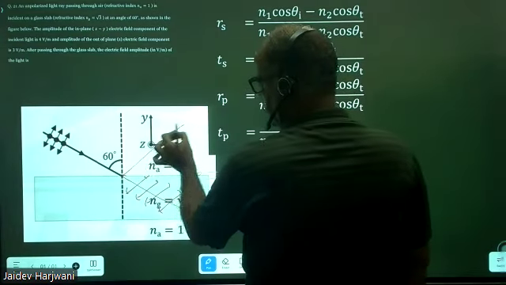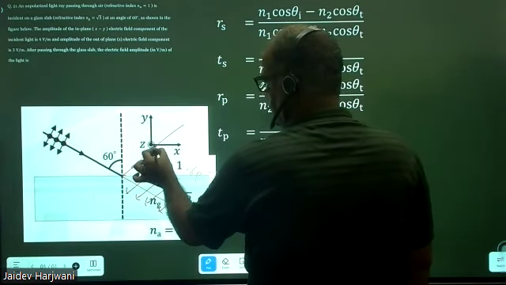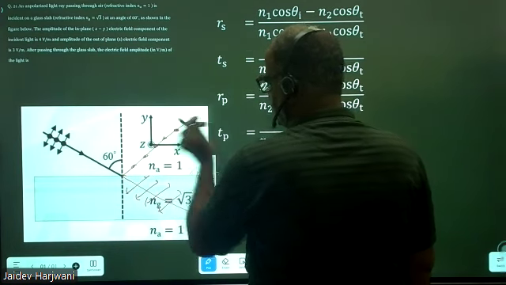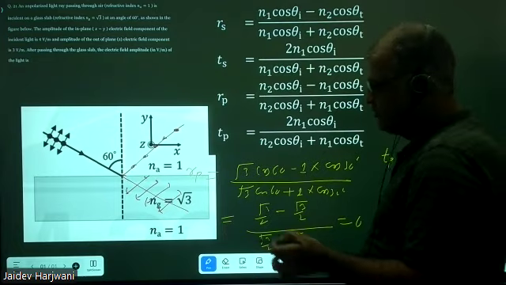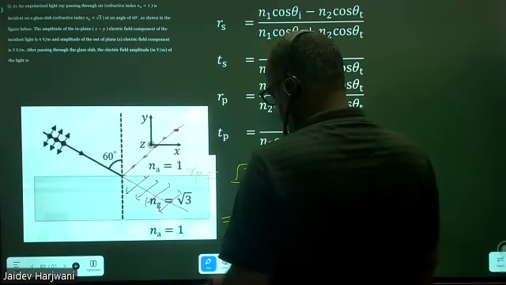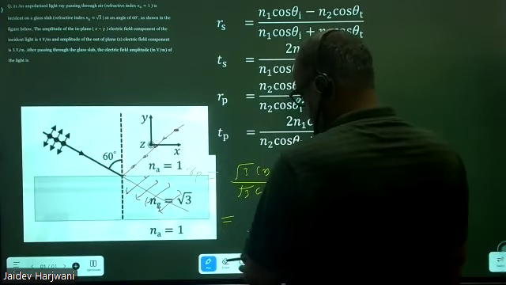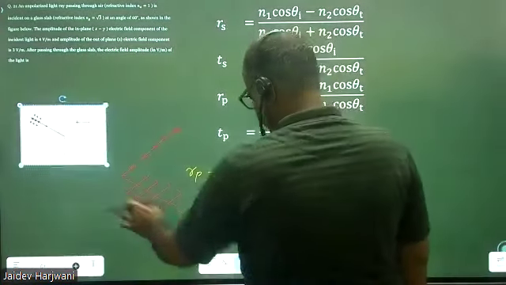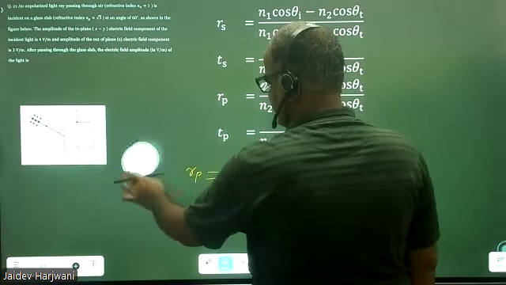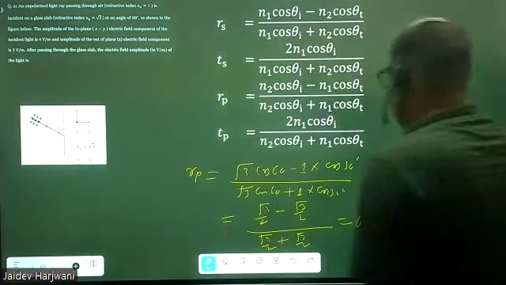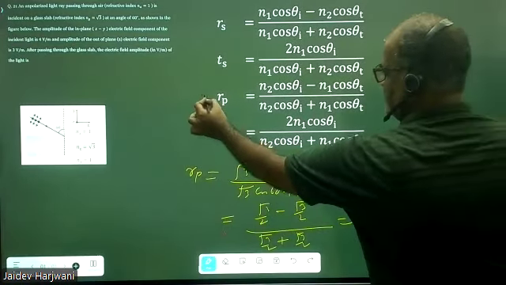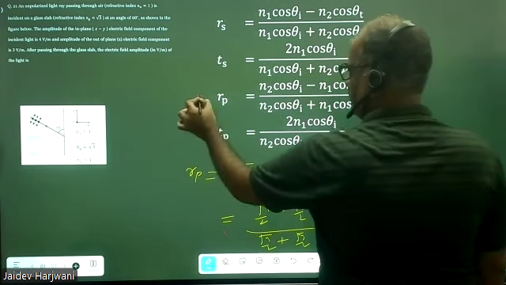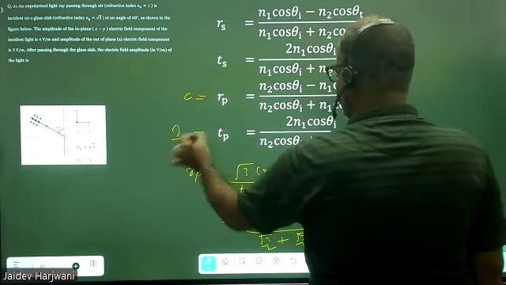Perpendicular component, they are partially reflected and partially transmitted. So we need to calculate their amplitudes. And I told you this is the completely polarized, this is the partially polarized. So now let me calculate the values. So now if I calculate TP, TP should come 1 because this is coming 0, this coming 0. Let me check it here.